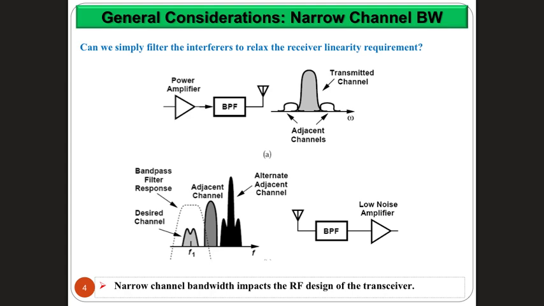Now, can we simply filter the interferers to relax the receiver linearity? Remember that the nonlinearity effects have a good part of it related to if we have adjacent interferers, right? So can we simply just design our circuit to have a higher level of nonlinearity, which means less quality in terms of the linearity requirement, by simply filtering out all adjacent interferers and working free of adjacent interferers, hence minimizing the effect of nonlinearity?